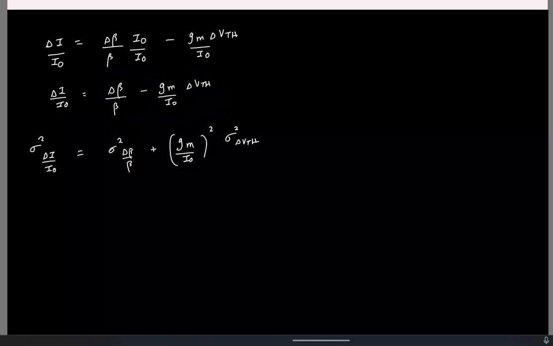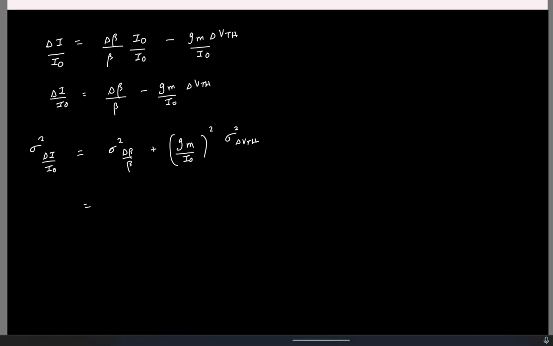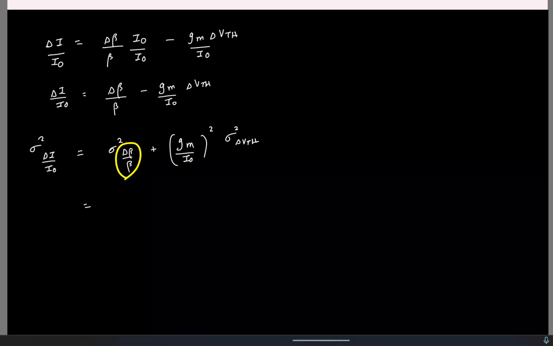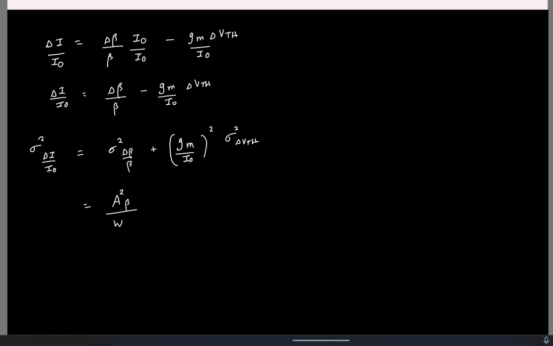Cool. And of course, if you remember, each of these relative mismatches was proportional to 1 by root WL. So if I use those expressions, I'll have A beta square by WL, okay, plus I'll have GM by I naught the whole square, A VTH square by WL. This is my variance.